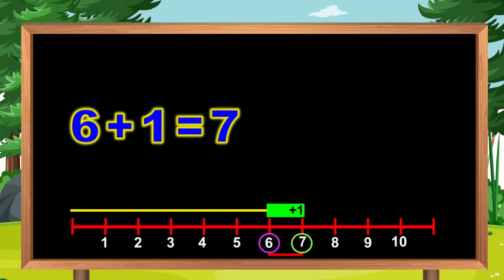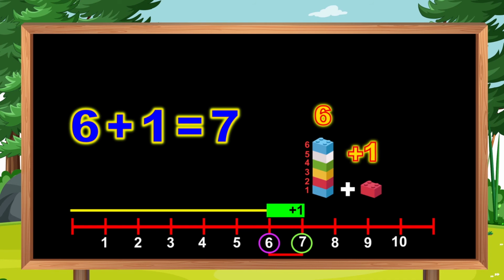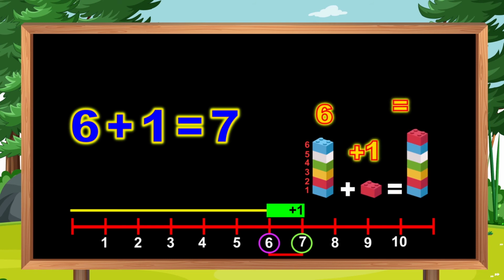6 plus 1 is 7. Let's take 6 blocks and add one more block to it. When you add 1 block, that's plus 1. So, if you add one more block to 6 blocks, how many blocks do you have in total? It's 7 blocks. Let's count. 1, 2, 3, 4, 5, 6, 7. So 6 plus 1 is 7.